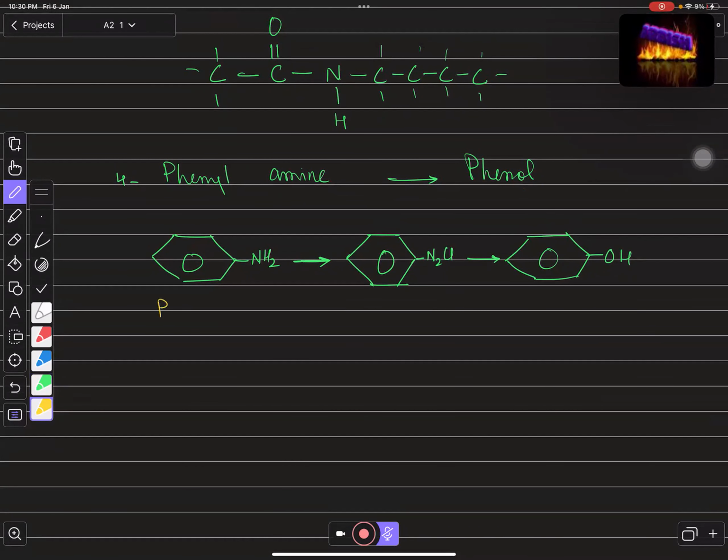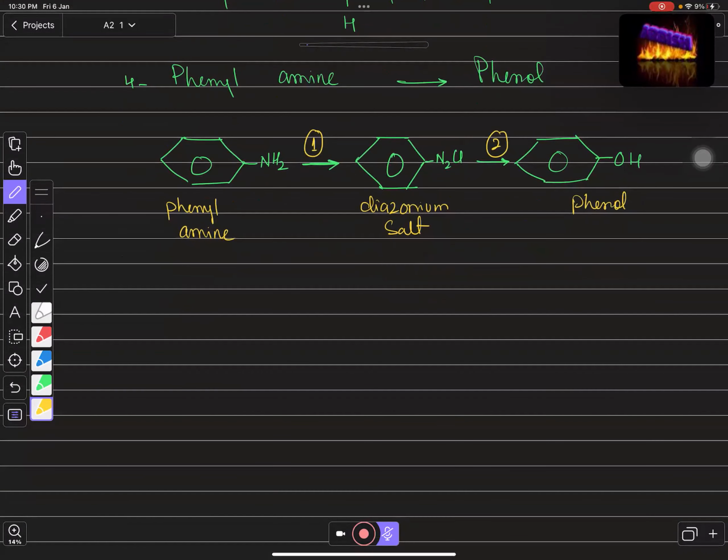So phenylamine को first of all हमने convert करना पड़ेगा. ये पहला reaction होगा. We need to convert this into diazonium salt first, then this diazonium salt will be converted into phenol. So this is a 2-step process. In the first step we need to make diazonium salt.